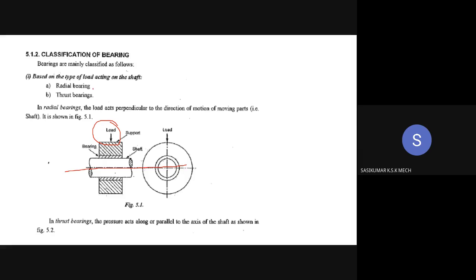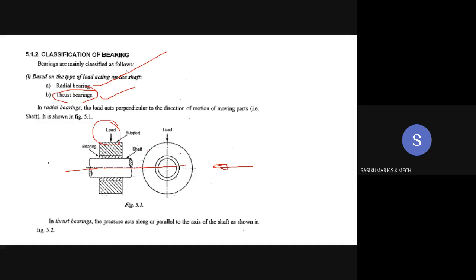So that is why it is called a radial bearing. When it comes to a thrust bearing, instead of the load acting perpendicular to the axis, it will be acting along the axis or parallel to the axis. So that is what is called a thrust bearing.